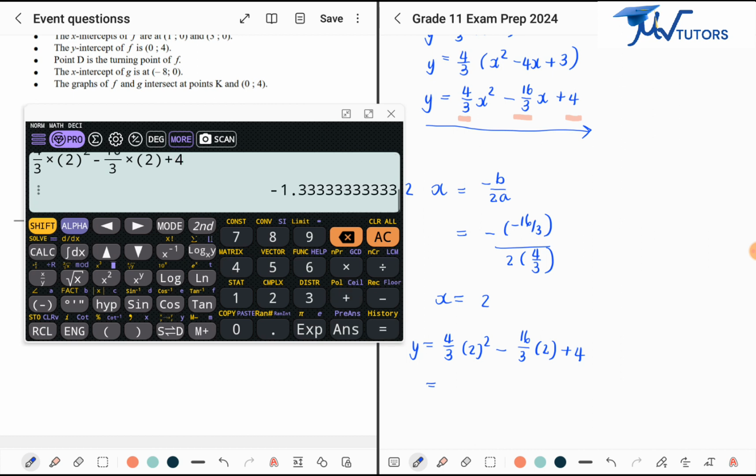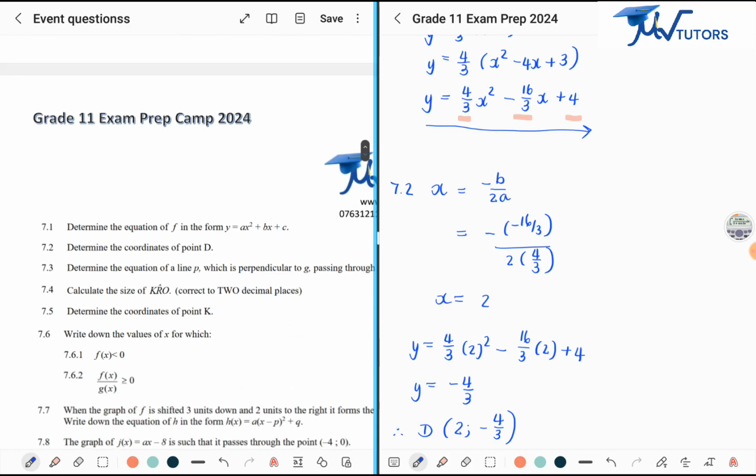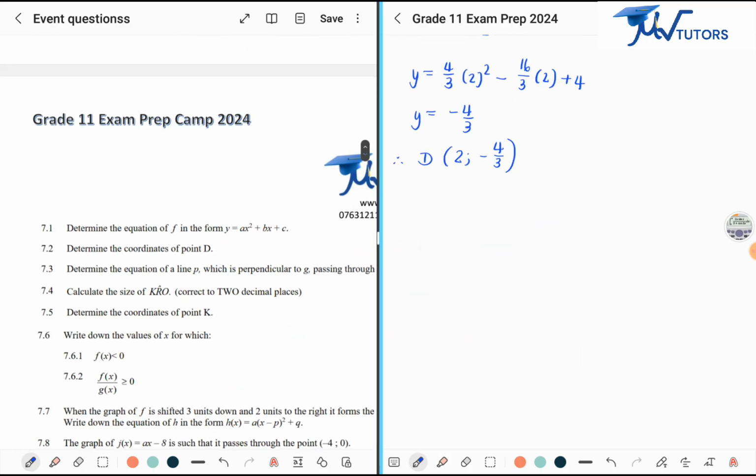Okay, so we have negative 1.33333, which is here, negative 4 over 3. So ultimately, D is basically 2 and negative 4 over 3. Now go look at your graph. You can see that the x value is positive and the y value is negative. So we can move on with confidence.